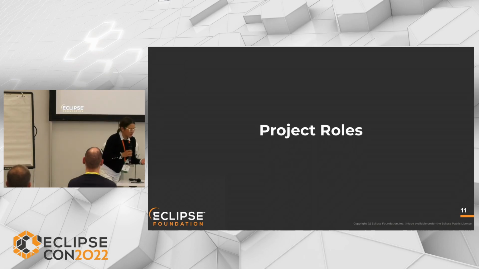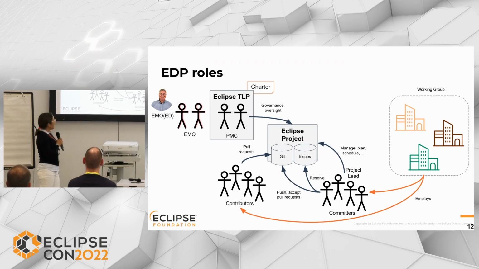Okay, so project roles, most of you are probably familiar with this. The core of our community, as you might know, are the committers. Committers have all the power of their project. They decide what goes into the project. They decide the project plan. They basically accept contributions from contributors, which is basically anyone who wants to make a change or add something to your project. And most of the time, these committers are employed by companies, and these companies are sitting at the same table in working groups, right?